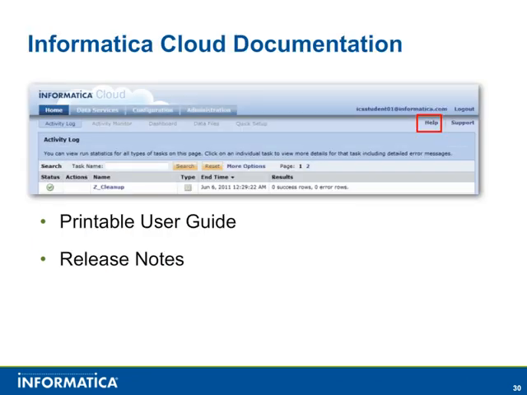The online help system can be accessed by clicking the Help link in the upper right-hand corner of the application. Note that the online help system includes links for a printable user guide in PDF format, as well as a link to download the current release notes.